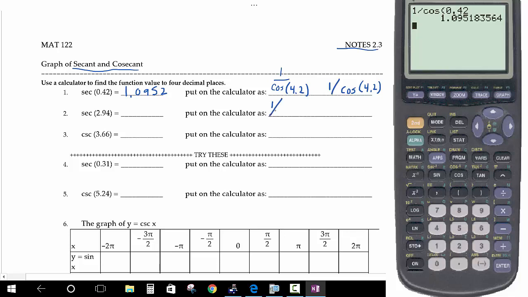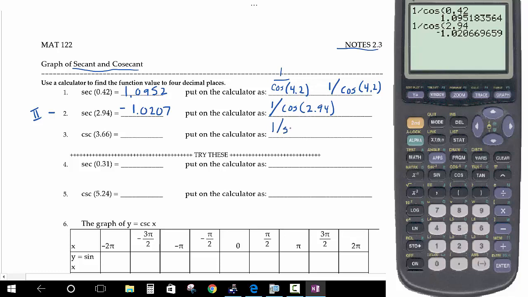Okay, next problem you do the same thing. You say 1 over cosine 2.94, again being in radians. Round off to 4 decimal places. You're going to get a negative this time because of the quadrant you're in. You're actually in quadrant 2, and the cosine and secant are negative in quadrant 2. That's why. So this is negative 1.0207.